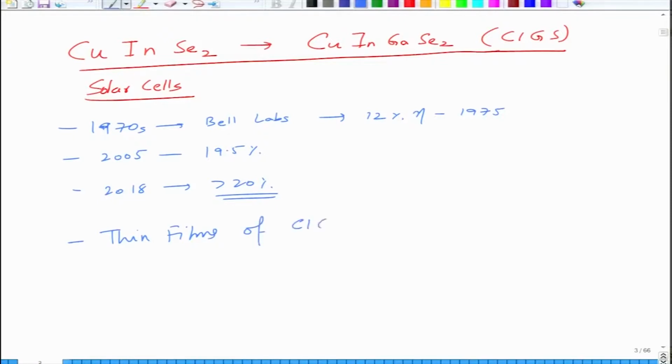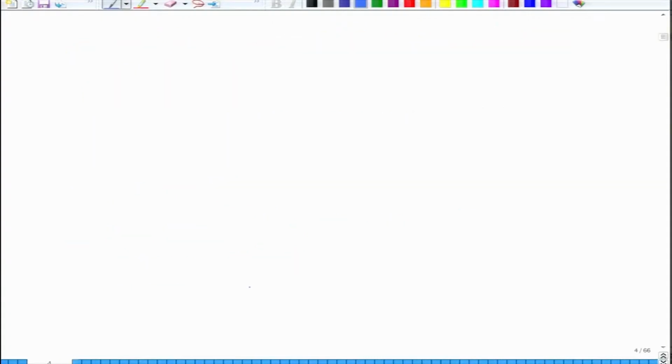So, thin films of CIGS are used as primary absorber. Okay. So, the typical device structure in this is you have soda lime glass. It is important to choose soda lime glass, not any other glass, because as I will show later, it improves the performance. And then we have a moly layer on top.